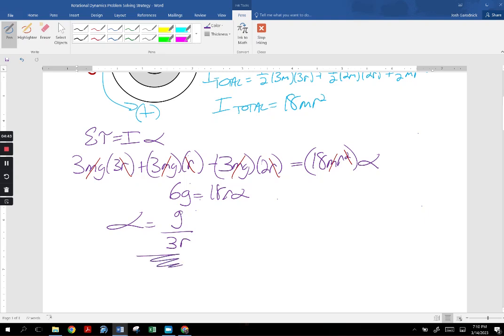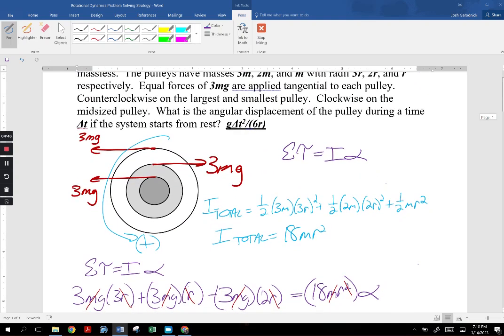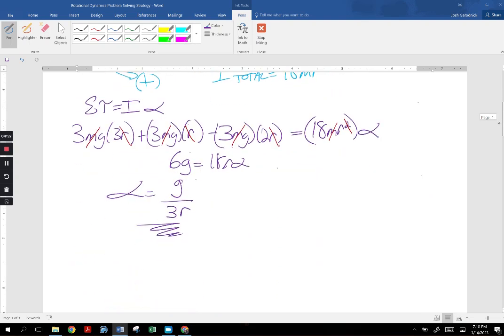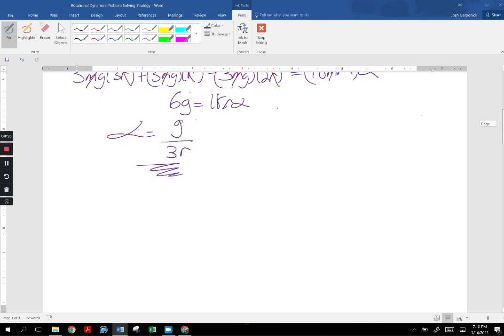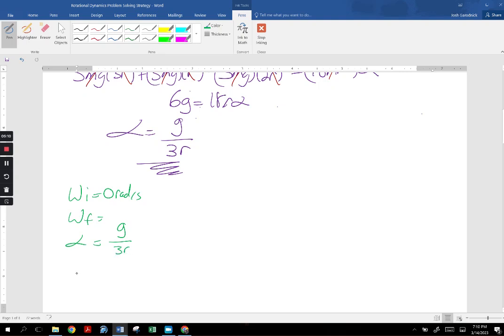And then after that, are we solving for anything? I think so. We're supposed to solve for the angular displacement of the pulley during that time. No biggie, you've done this before. You are professionals. So I'm going to list some variables here. Omega initial is 0. Omega final, we don't know. Alpha, we just got that, is g over 3r. Delta theta is what we're looking for, and delta t is simply t.